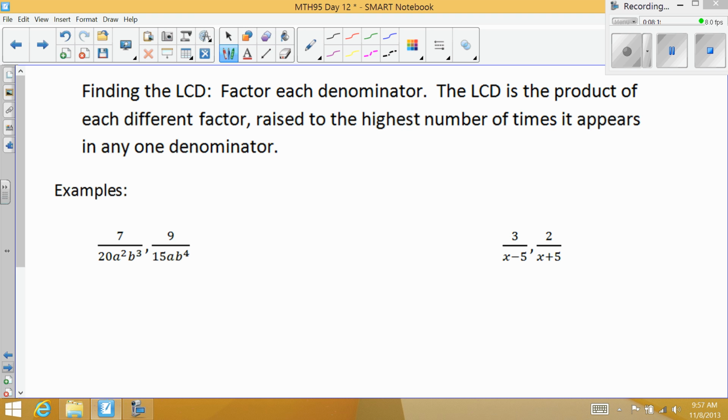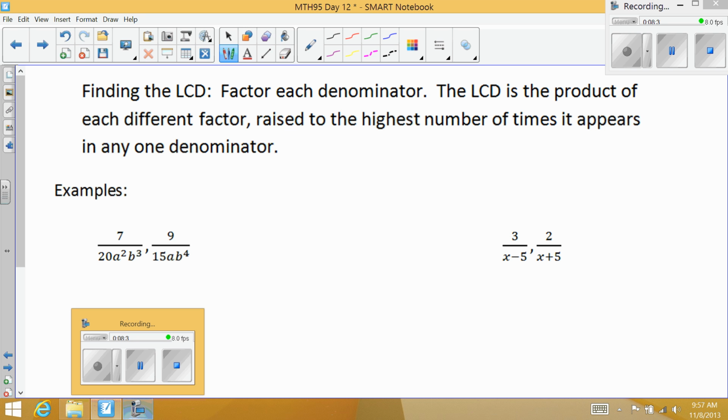Okay, I guess I'm repeating myself there. So again, factor denominators, product of each of the different factors or bases, raised to the highest number of times it appears in any one denominator. So these two, we're just going to look for the LCD. We're not going to actually do the addition.